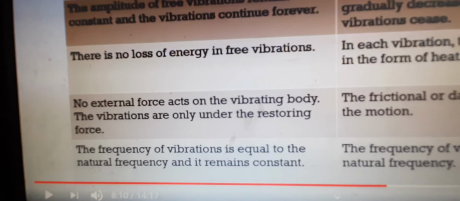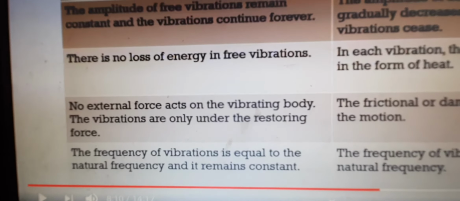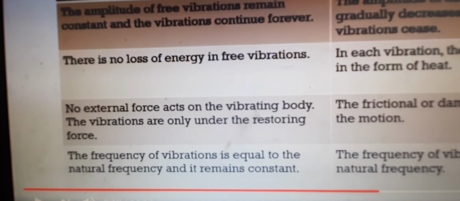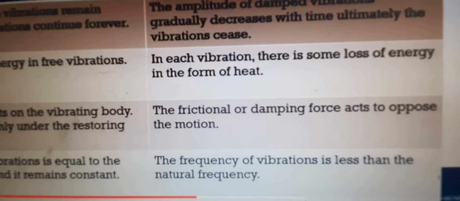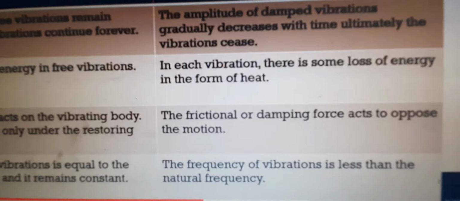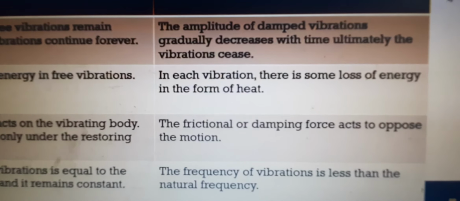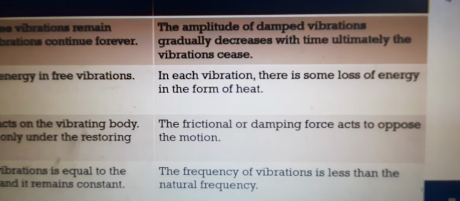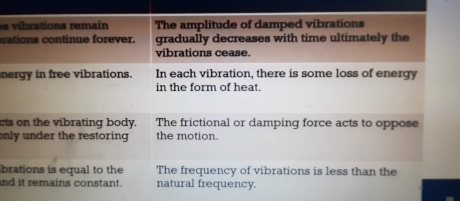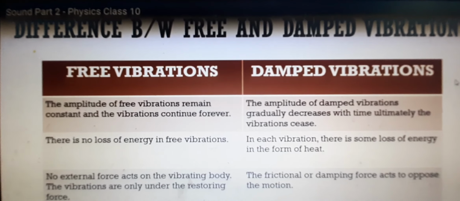The frequency of vibration is equal to the natural frequency. So here we will say when the body is vibrating, it is vibrating with its natural frequency. Here the frequency of vibration is less than the natural frequency. So it is not able to move according to its own capability, but it is vibrating with a lesser frequency. Okay, so these are the examples of free vibration and damped vibration.